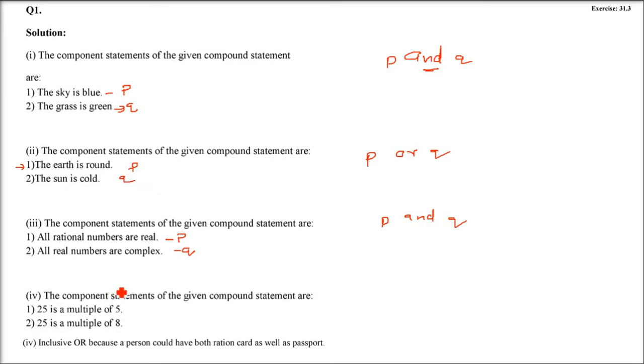Now the fourth one is 25 is a multiple of 5 and 8. So there are two sentences basically: 25 is a multiple of 5 and 25 is a multiple of 8. You can just combine them as 25 is a multiple of 5 and 8. So in order to make them separate, it is 25 is a multiple of 5 and 25 is a multiple of 8. These are P and Q.